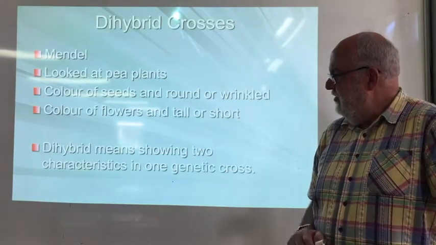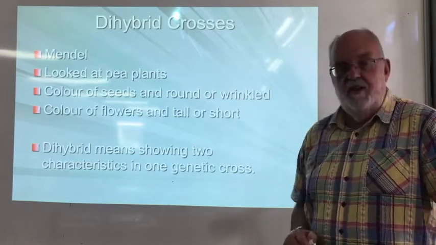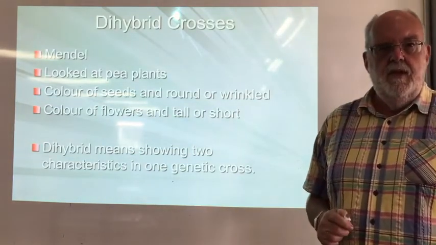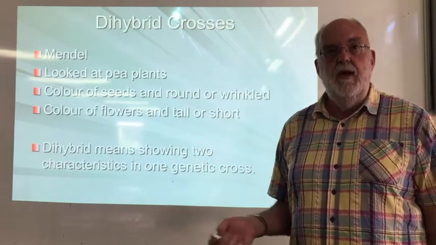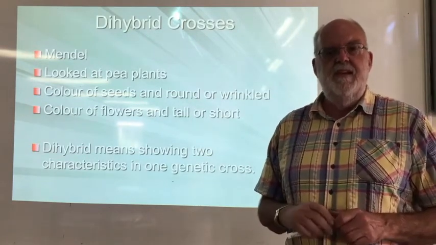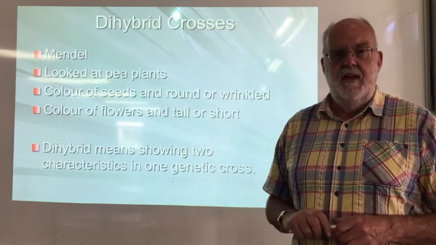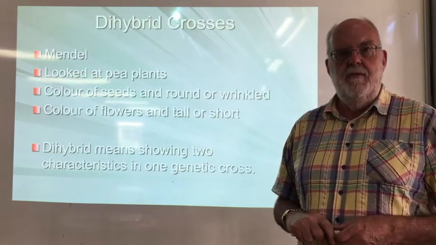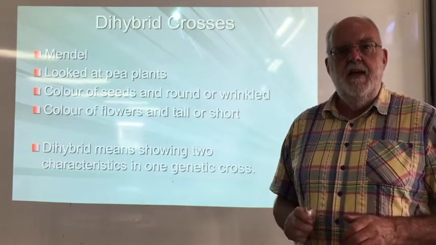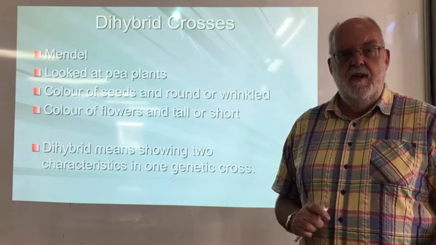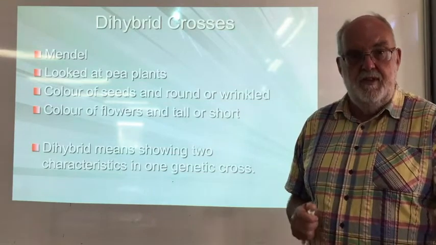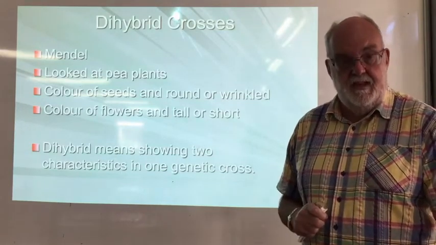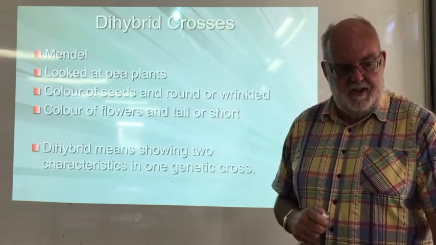Dihybrid is showing two characteristics in one genetic cross. So Mendel was looking at peas. He was looking not just at the colour of the seeds, he was looking at how tall they were in the same experiment. He didn't have any idea about genetics. He was just doing simple experiments in his plot of land, and he came to conclusions not understanding anything about genetics. But he was the father of what is now referred to as Mendelian genetics.